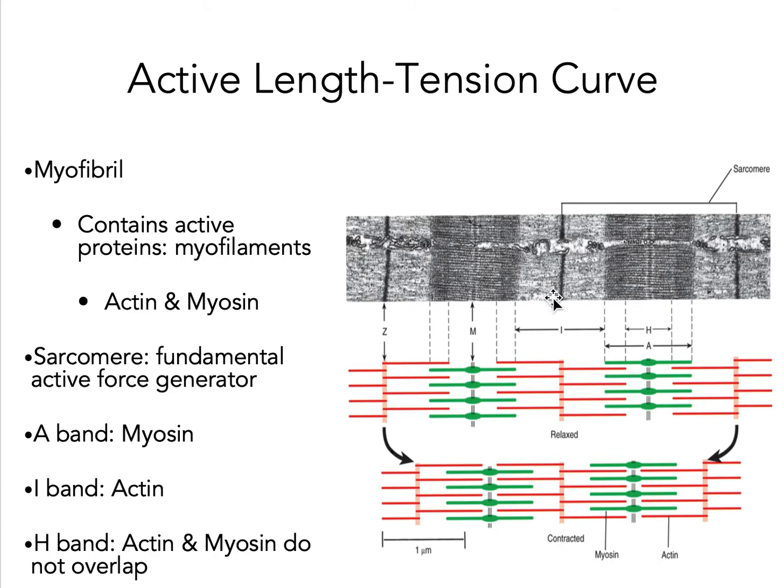We have a number of different bands. A band, for instance, is only myosin fibers, and that's the dark one. I band is the light band and contains only actin proteins, and H band is the band where there is no overlap of actin and myosin together.